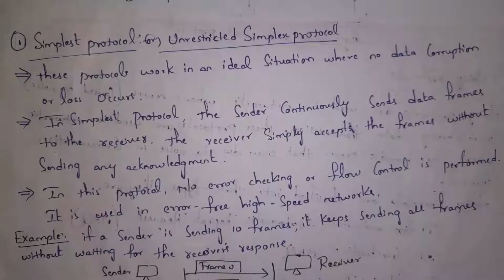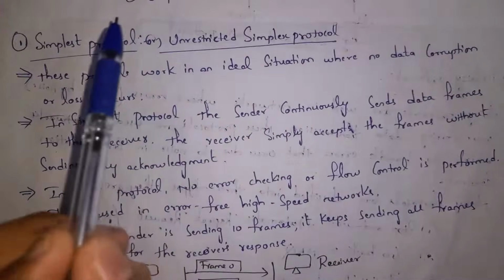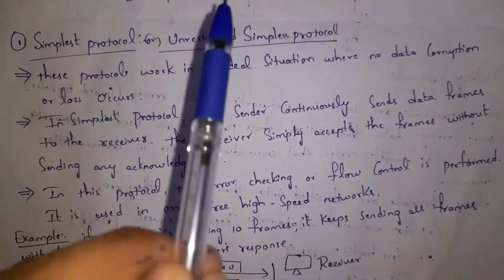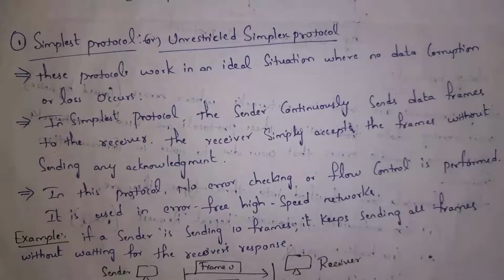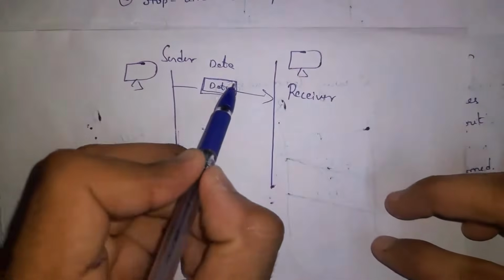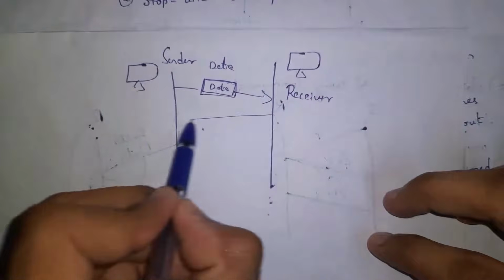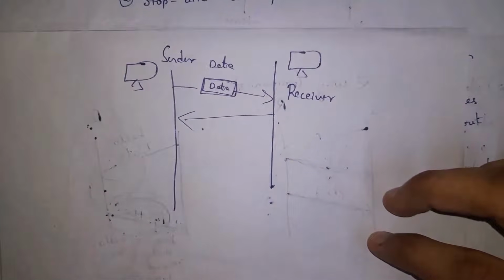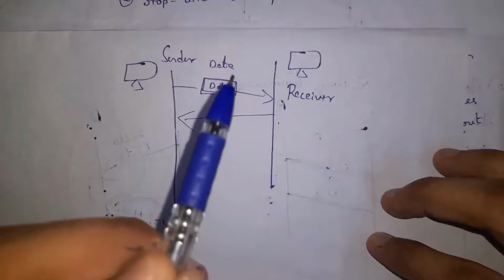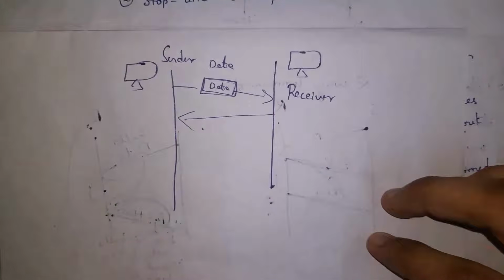At first I will explain what is simplest protocol. Guys, we also call simplest protocol as unrestricted simplex protocol. Guys, in simplest protocol, whenever sender sends data to receiver, the data successfully reaches the receiver without any errors. And whenever sender sends a data frame, receiver will not give any reply. That is, receiver will not send any acknowledgement. So sender can continuously send data and receiver will not give any reply.